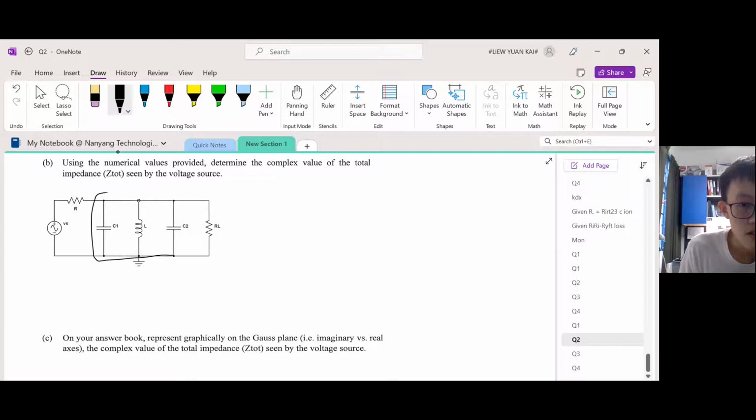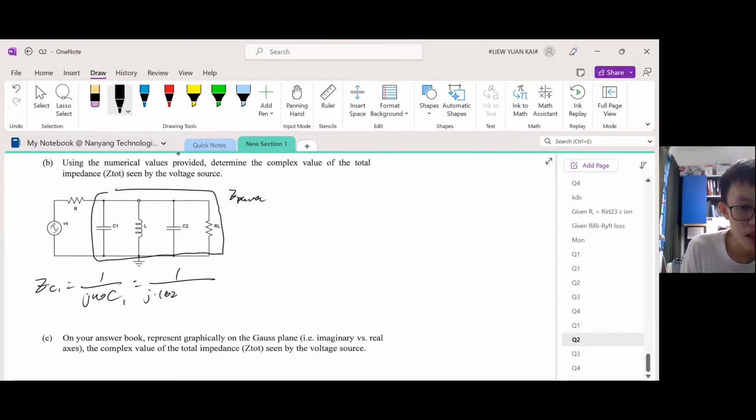So we'll call this whole thing Z para. Okay. But let's find the impedance of each device first. Okay. I think that will make life a bit easier. So the impedance of Z1 is given by 1 over J omega L. Sorry, 1 over J omega C and C1.